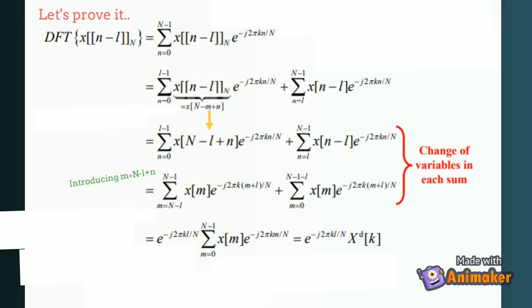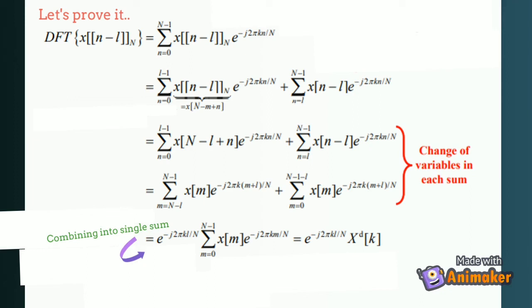This expression seems to be bulky, so we introduce a variable m whose value is capital N minus L plus small n. We get summation m is equal to capital N minus L to capital N minus 1 x of m e to the power minus j 2 pi k into m plus L upon capital N plus summation m is equal to 0 to N minus 1 minus L x of m e to the power minus j 2 pi k into m plus L upon capital N.